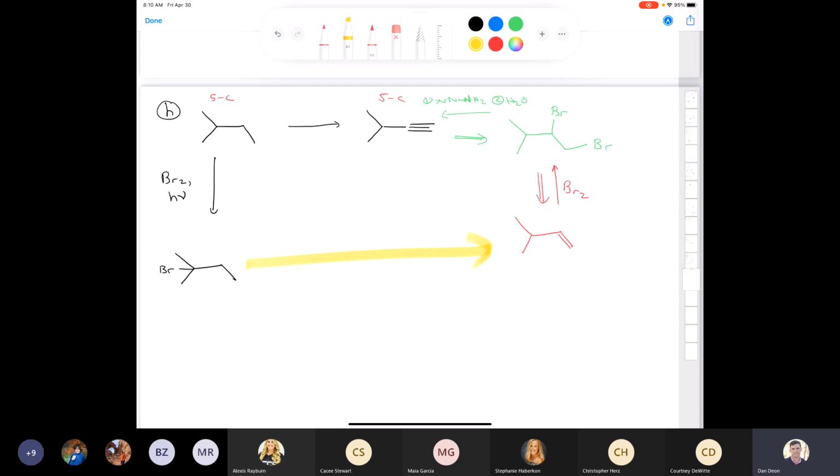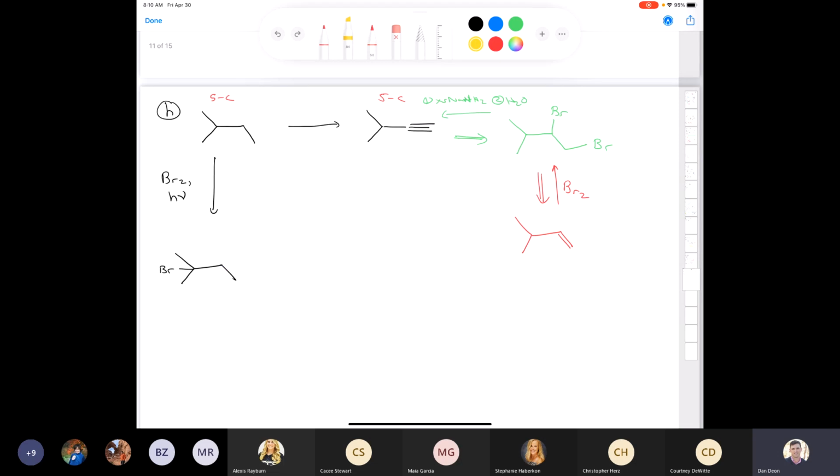I want to get from here to here. So what am I going to have to do? There's no beta proton that I can eliminate in this molecule that's going to give me the alkene that I want. But if I could move the bromine over to this position, then I could do an elimination with potassium t-butoxide to produce this terminal alkene.